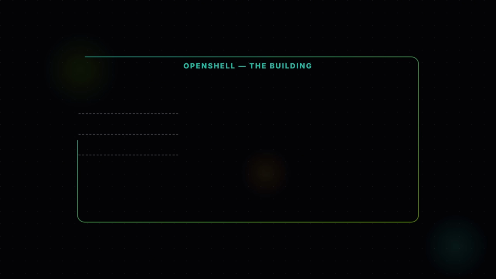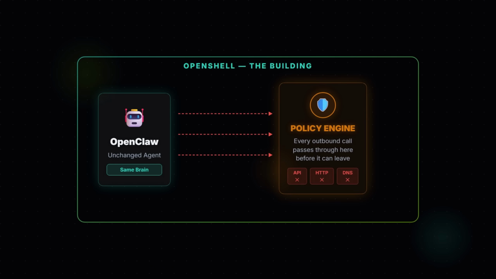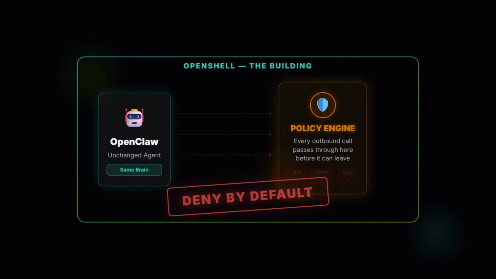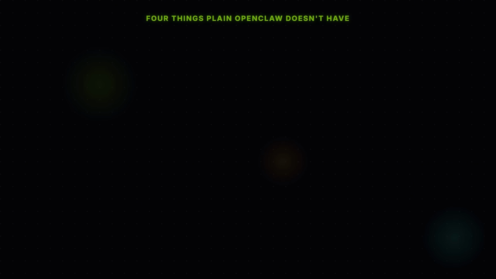OpenShell is the building. It runs OpenClaw inside an isolated container. And every outbound network call the agent tries to make passes through a policy engine before it can leave. So it's a deny by default behavior. Nothing gets out without explicit permission. There are 4 things this gives you that plain OpenClaw doesn't have. 1. File system isolation.